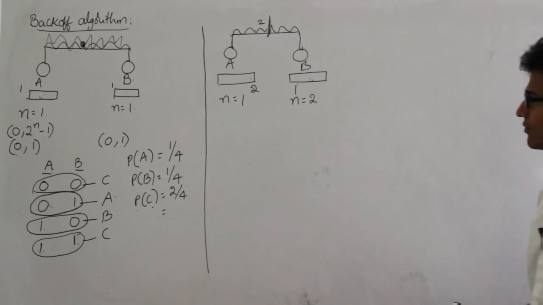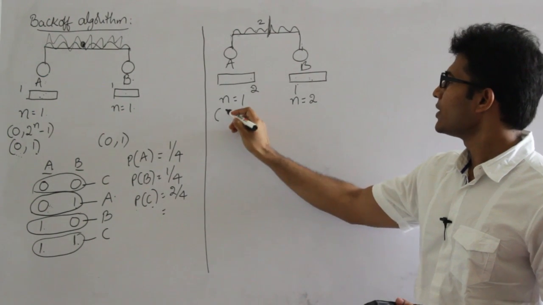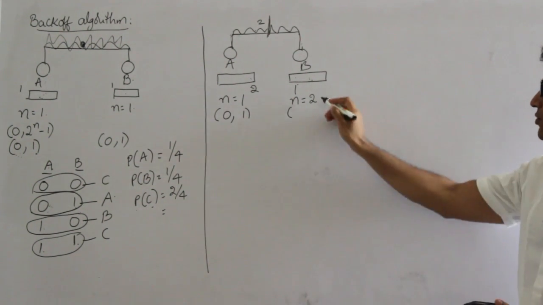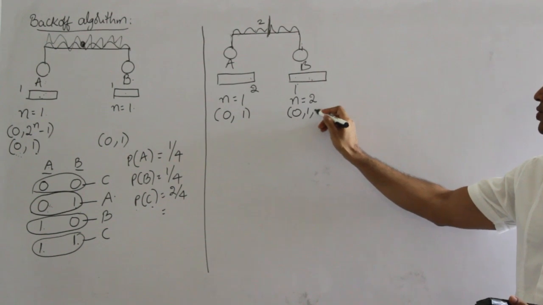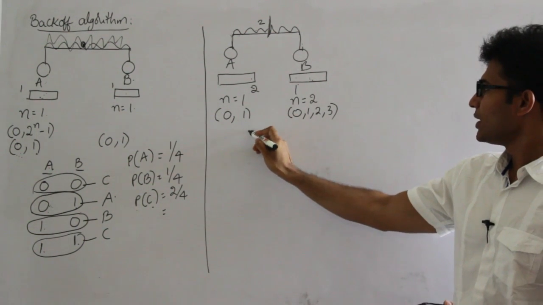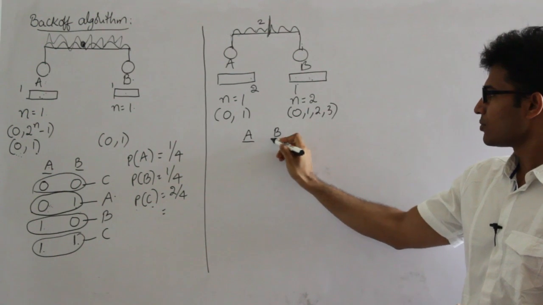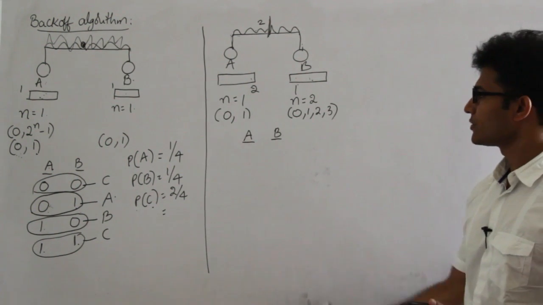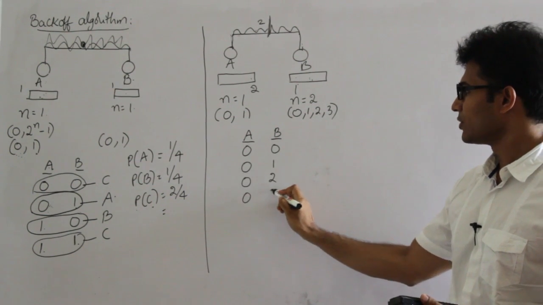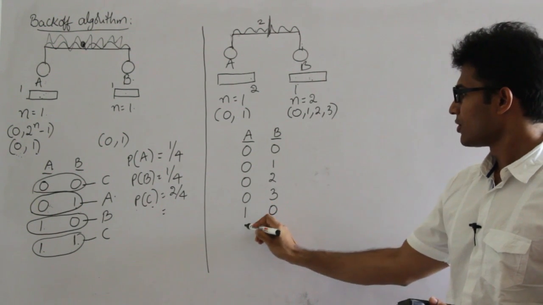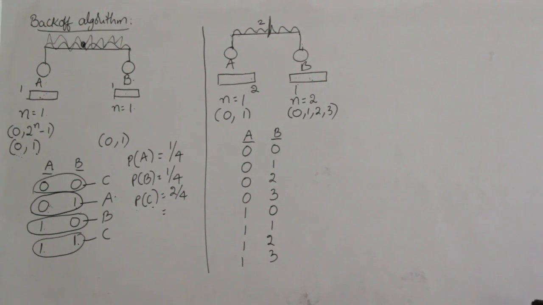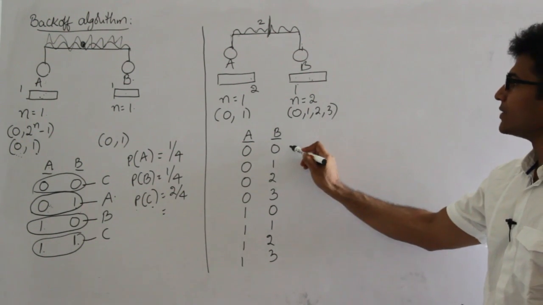Therefore, the range of numbers for A and B will be different here. The range for A is 0 to 2^n minus 1, which is 0, 1, and the range for B is 0 to 2^n minus 1, which is 0, 1, 2, 3. Okay. Now, among these combinations, what will A choose, or what are the various combinations possible for A and B? So, for A and B, the various combinations are (0,0), (0,1), (0,2), (0,3), and for this (1,0), (1,1), (1,2), (1,3). Okay. Now let's analyze each case one by one. If this is the case, then what does it mean?